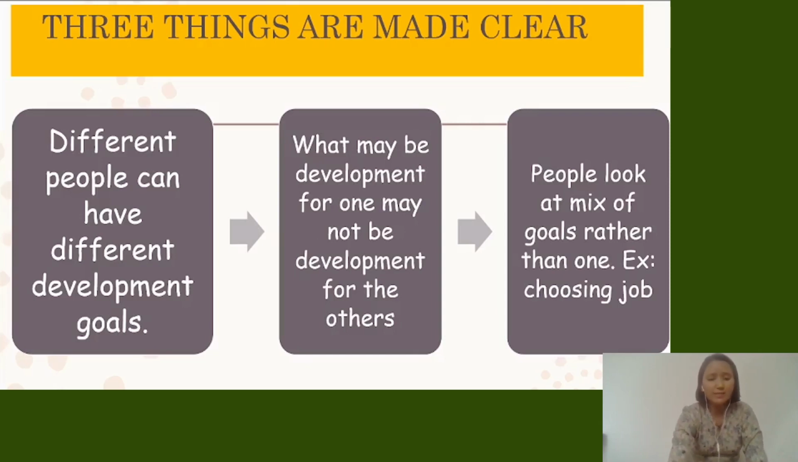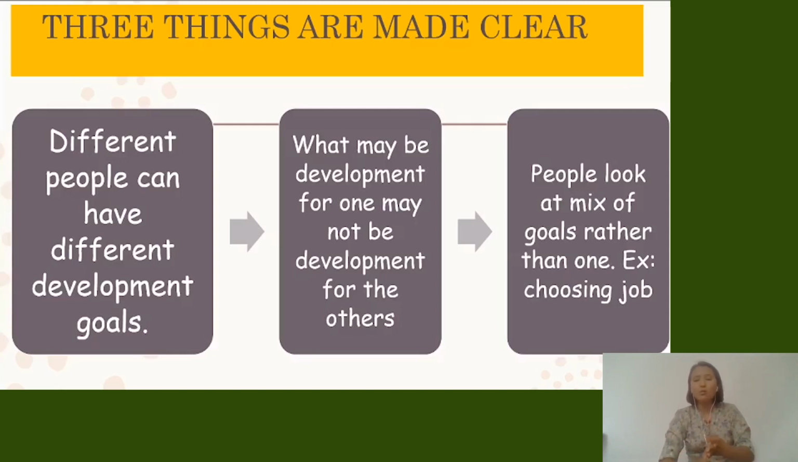So from the above discussion, three things are made clear. These are different people can have different development goals. What may be development for one may not be development for the others, which means, as we have discussed in the example of construction of dams, construction of dams can be development for the industrialists, but it is not for those people who will be displaced from their place in order to construct dams there.